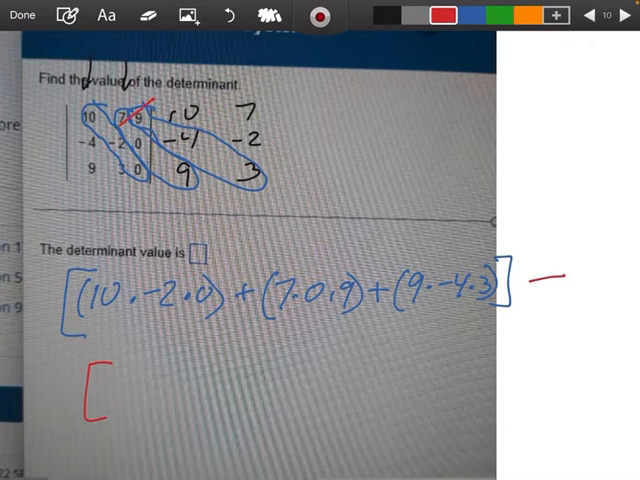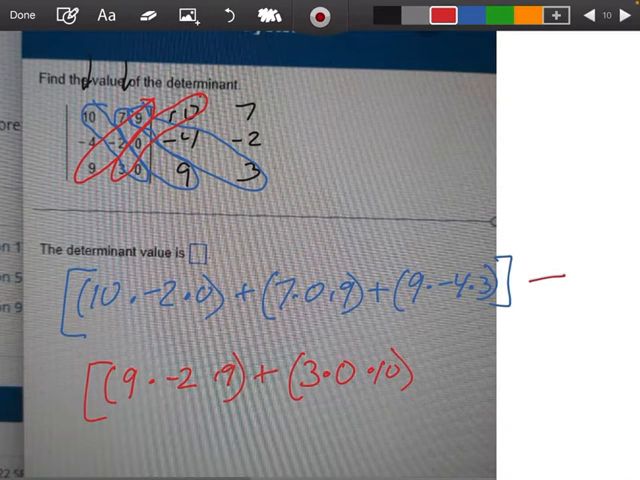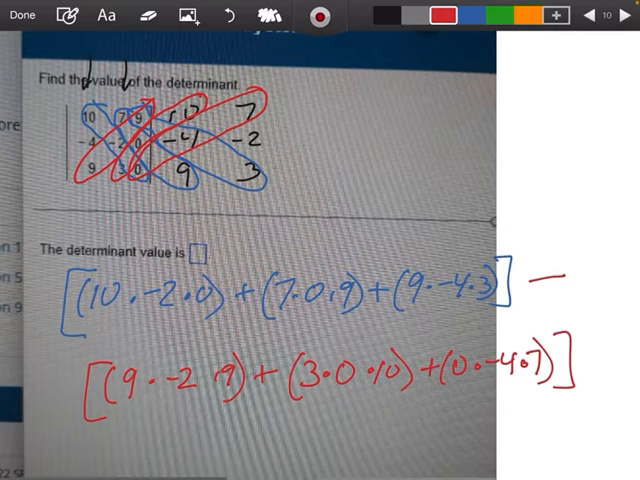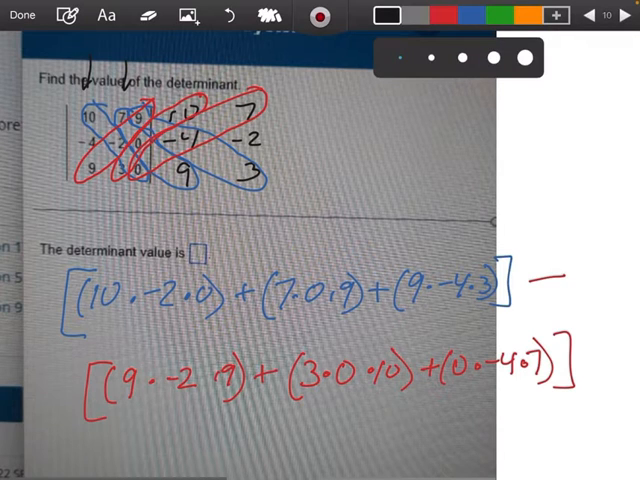I'm now going to go along this diagonal. So that is 9 times -2 times 9, plus I'm now going to go along this diagonal, which is 3 times 0 times 10, okay? And then I'm going to go along this diagonal here, which is 0 times -4 times 7, okay? So now let's go ahead and see if we can do this calculation.